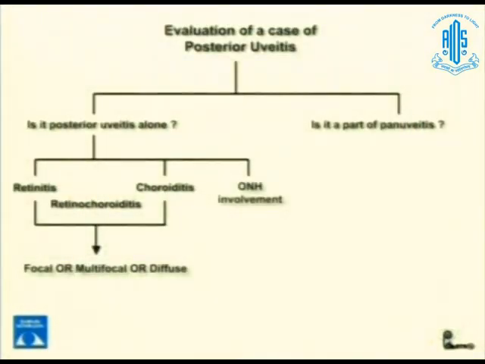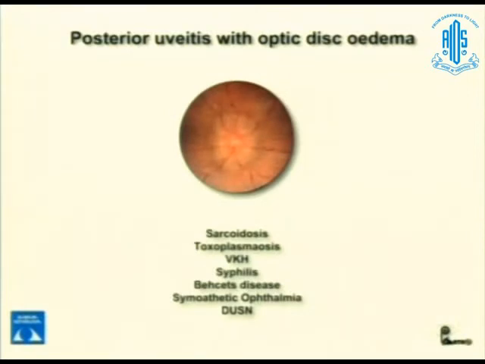So once this evaluation is complete, the next important thing is to see whether there is optic nerve involvement or not. If optic nerve involvement is there, then think about sarcoidosis, toxoplasmosis, VKH, syphilis. Remember, this can present as pan uveitis also.